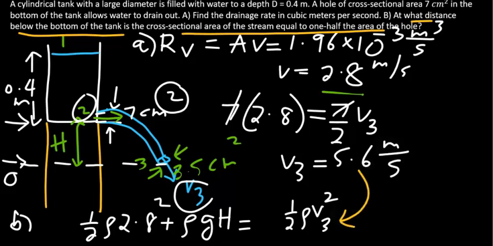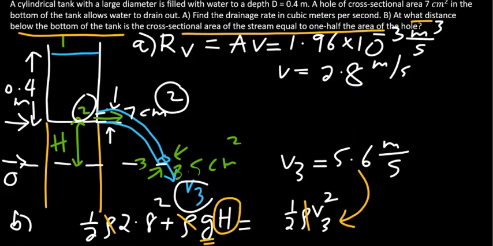Substituting this in here, you see all the terms contain the density of the fluid, so in this case, it will just get cancelled. g is 9.81, and you can solve for h. When you solve for h, you get h to be 1.2 meters. And that is the distance below the bottom of the tank where the cross-sectional area of the stream equals 1/2 the area of the hole. And that solves the problem.